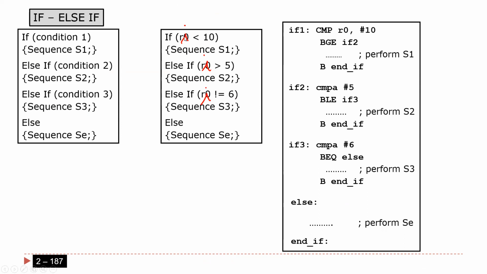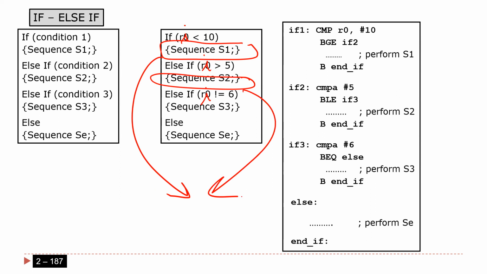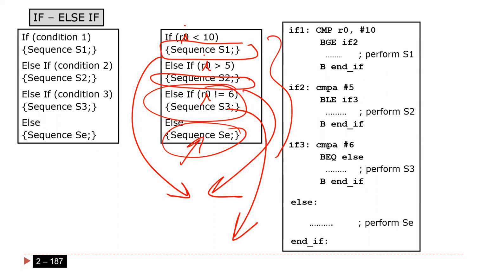So if variable I is less than 0, I'm going to execute this body and then go outside. If the first condition is false, I'm going to check the second condition. If I is greater than 5, I'm going to execute this one and then go outside. If not, I'm going to check the next condition. If the next condition is true, I'm going to execute the body and then go outside. If none of them is true, I'm going to execute else.